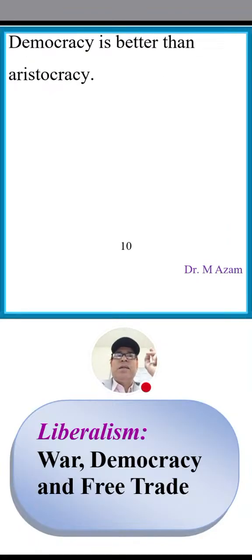Number one, democracy is better than aristocracy. What is aristocracy? Aristocracy is rule of the minority. There are few people who rule. And what is democracy? It is rule of the majority. Majority rules. So the liberal philosophers reached this conclusion that democracy is better than aristocracy.